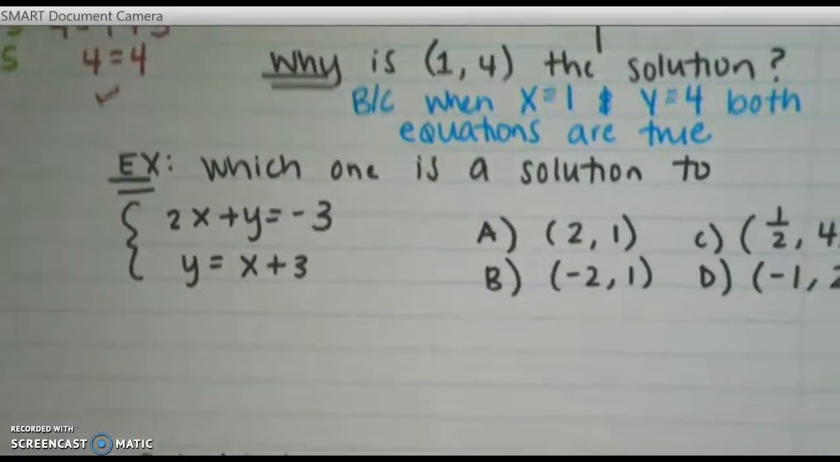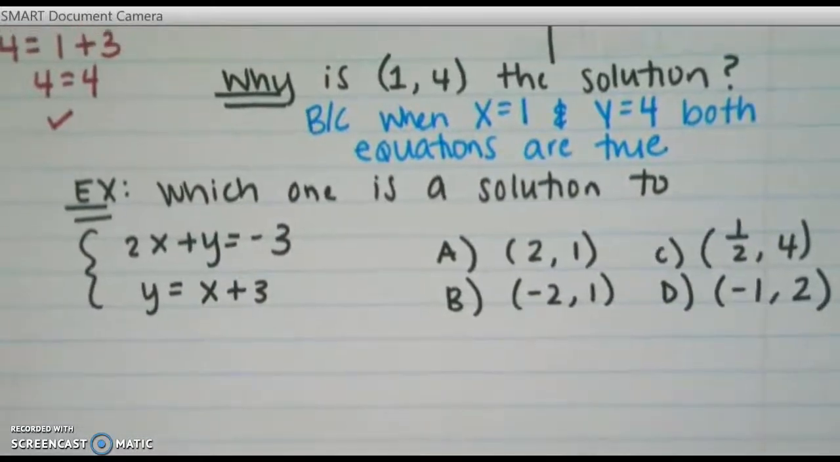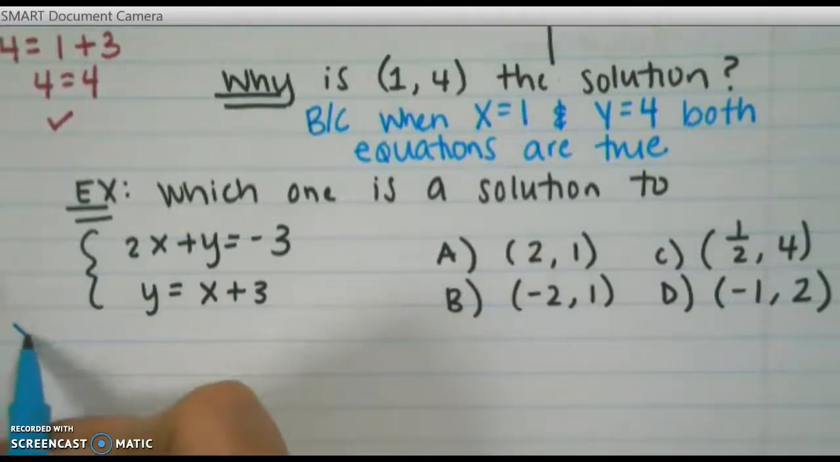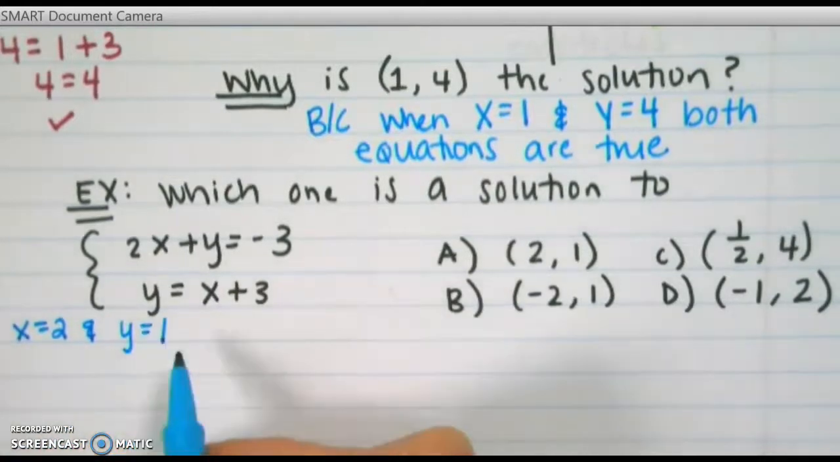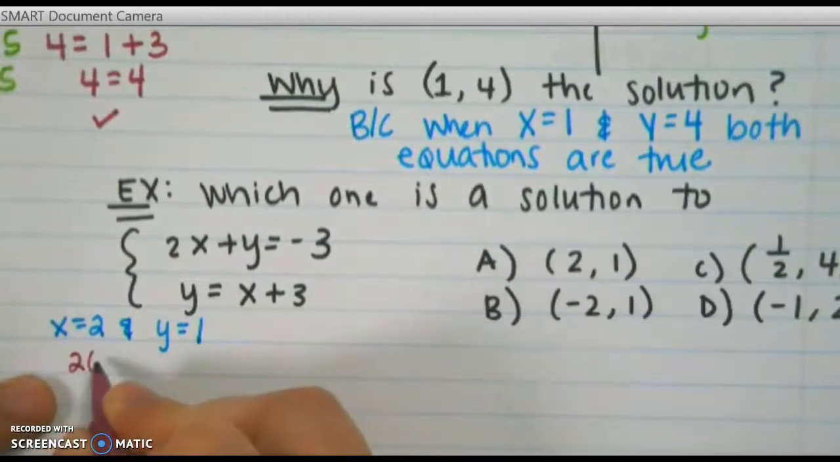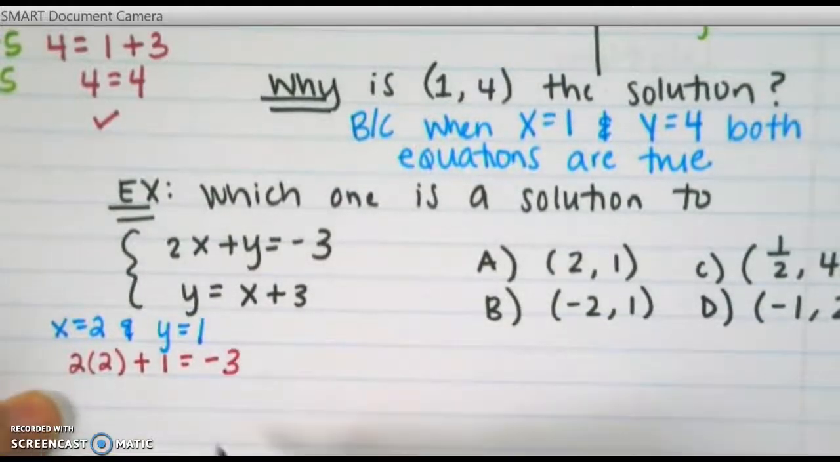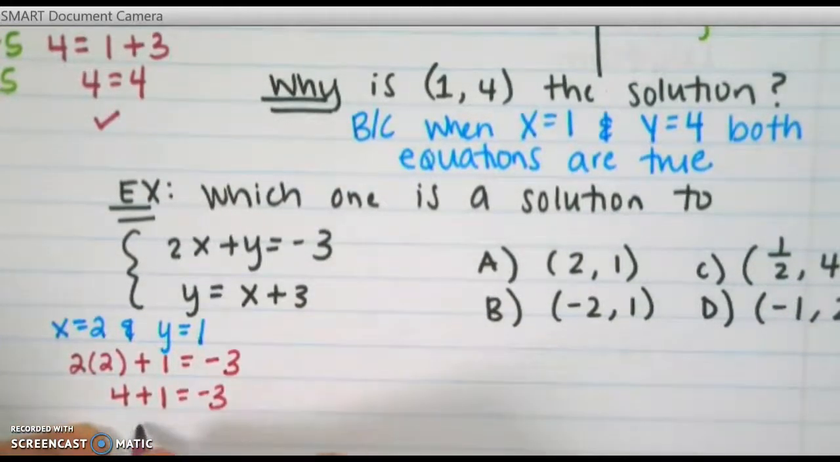So let's look at this example. Which one of the following points is a solution to that system? So we're looking for the point that when I plug in for the x and y, for both of them, it comes out to be true. So let's test A. A wants me to plug in 2 for x and 1 for y. So let's check the first one. If I do 2 times 2 plus 1, does that equal negative 3? Is that true? Does 4 plus 1 equal negative 3? That is a no. 4 plus 1 is 5. So 5 does not equal negative 3.